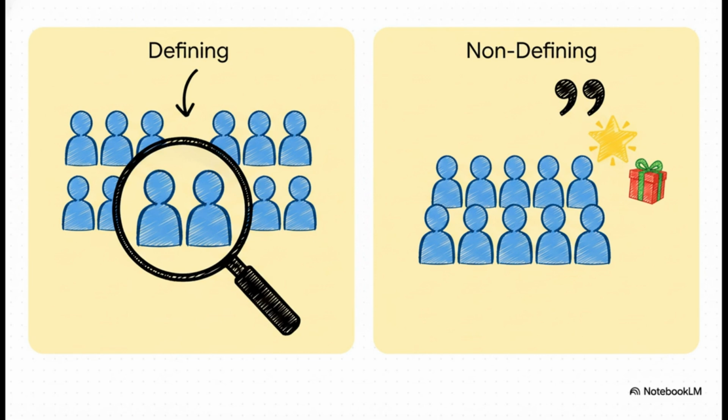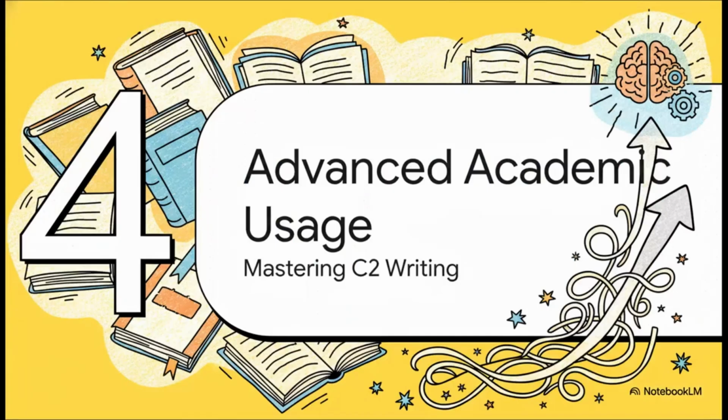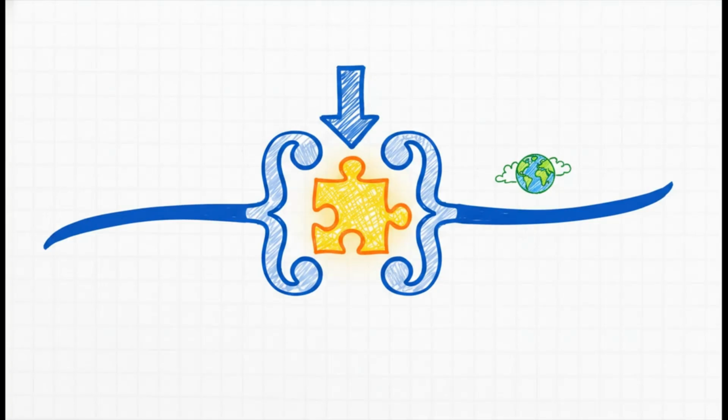Same basic words, vastly different implications, all driven by those 2 little commas. All right, let's step it up a notch with Section 4, Advanced Academic Usage. By injecting a clause directly after the subject. Take this example. Climate change, which remains one of the most pressing global challenges, requires international cooperation.